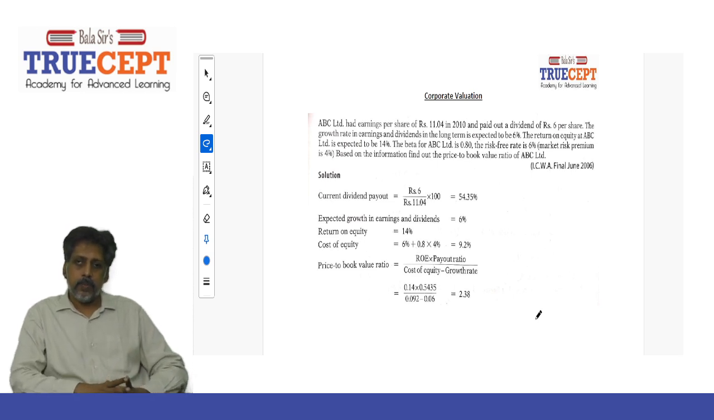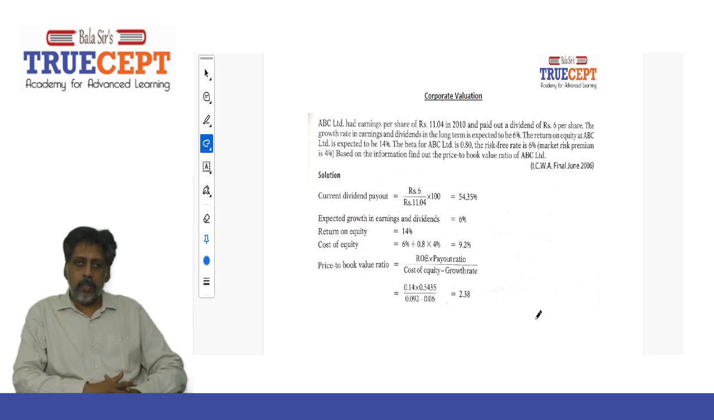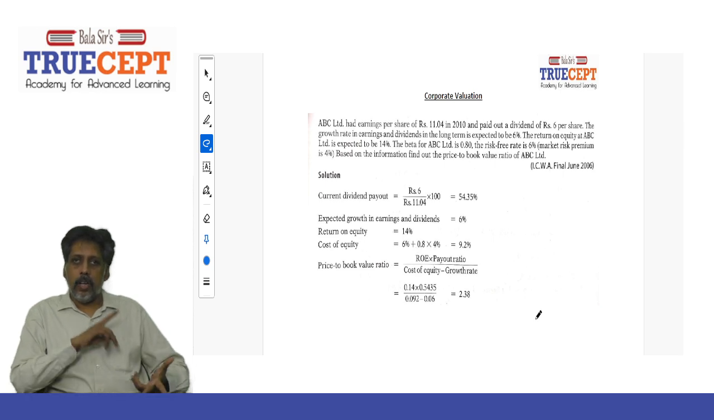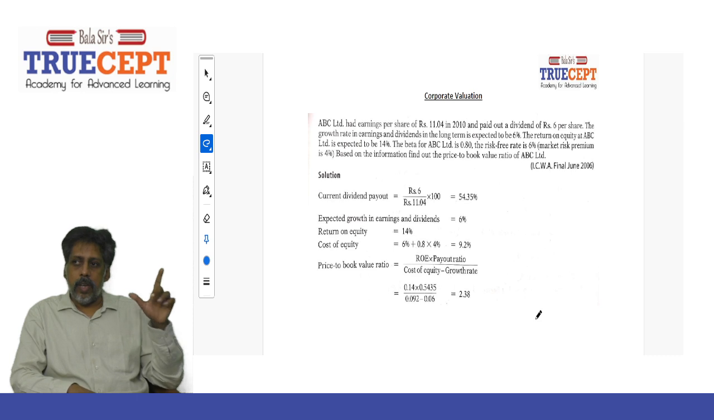Next. The return on equity at ABC Limited is expected to be 14%. Now, you should all know that the return on equity is nothing but the earnings available to the shareholders divided by the equity funds. Or you can say earnings per share by book value per share. It's all the same. Return on equity given as 14%.